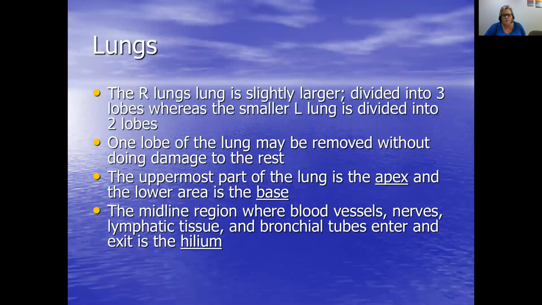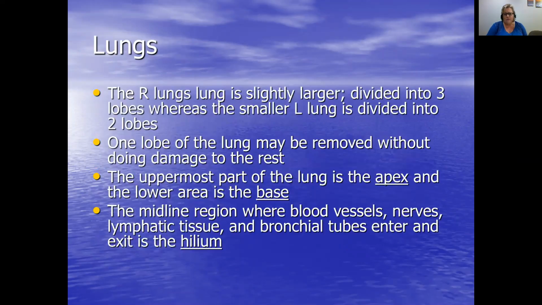The uppermost portion of the lung is the apex because it's pointed, and the lowermost portion of the lung is known as the base because it's broad. Any part of the organ that is more pointed is referred to as the apex, and any part that is more broad is always the base. And I think you will see that on the test. So the apex is the top or the pointed part, and the base is the broad part.